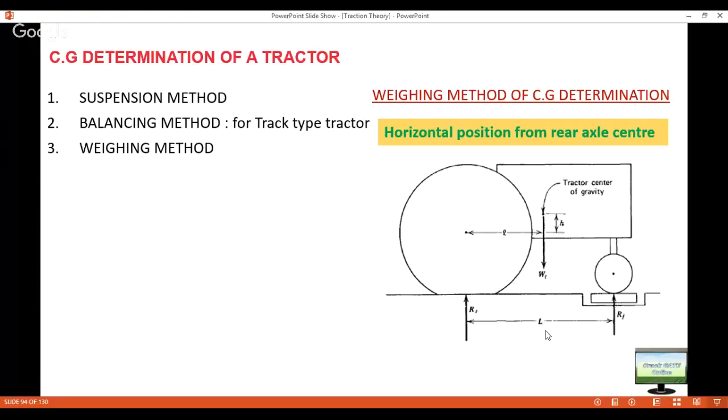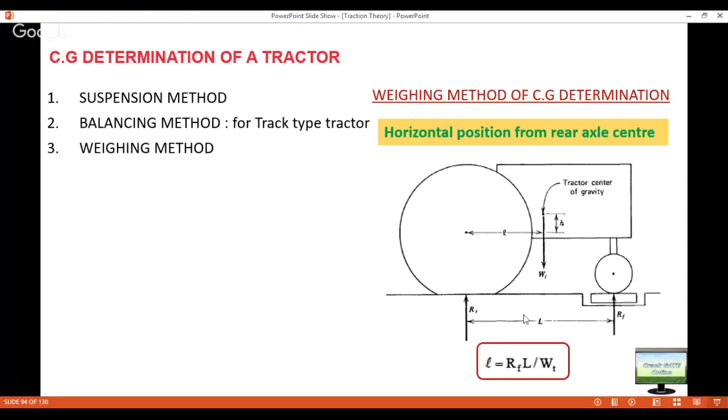Okay, in my weight distribution video, I have already explained how to balance the forces and how to take moments. So if you take moments about this point, then RF will try to rotate the tractor in the anti-clockwise direction, so the moment will be RF into capital L. And Wt will try to rotate it in the clockwise direction, and this will be Wt into small l. So RF into capital L equals Wt into small l. From there you can derive small l.